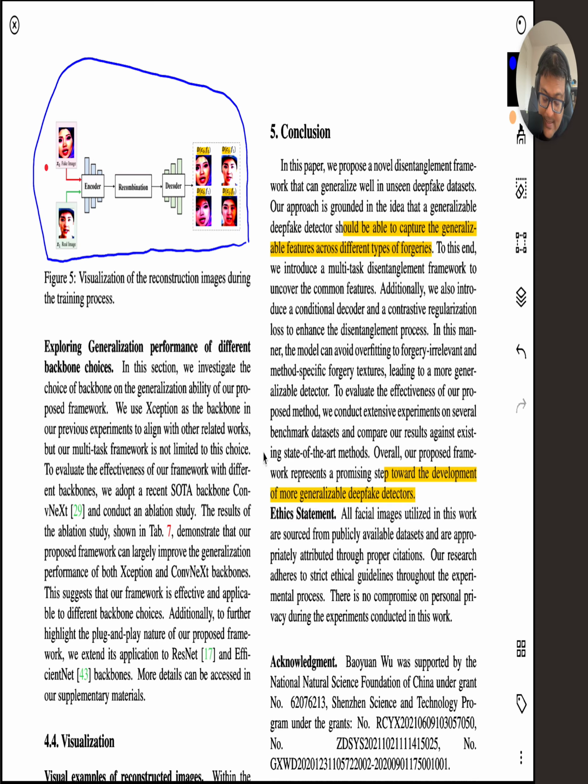So let's say you fed it one fake image and one real image. Using the decoder, which is the conditional decoder, you can actually generate four kinds of images: content of this and style of this, similarly content from here and style from here, and then you can do that for the other image also. So there are four possible combinations, and these are the four kinds of images which their model is able to generate.